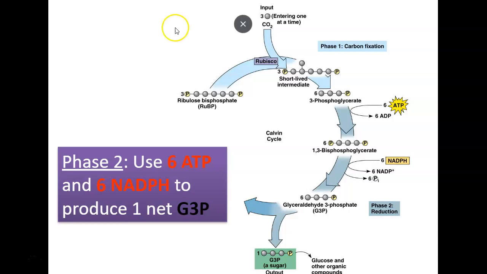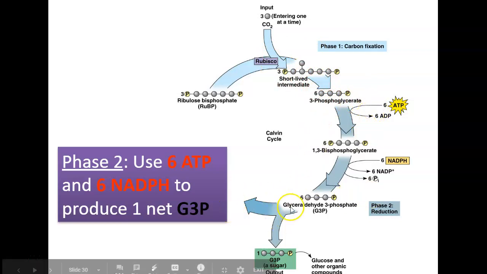It shows you here that it's a short-lived intermediate. Now we have 3 carbons in a row. And eventually, once phase 2 is done, then we will go and eventually make 1 G3P, 1 singular 3-carbon sugar output that can be used to make glucose. And that's really 1 per turn of the cycle.